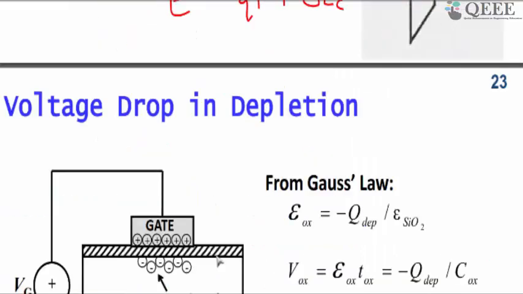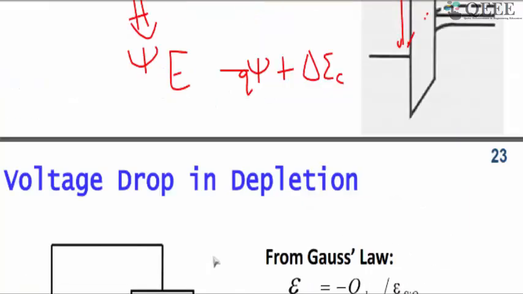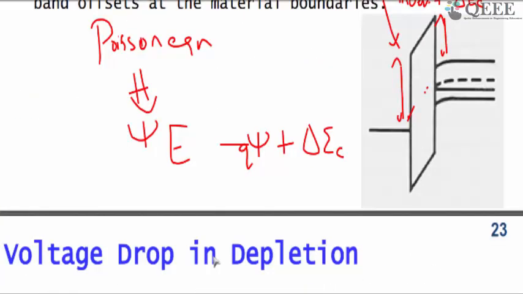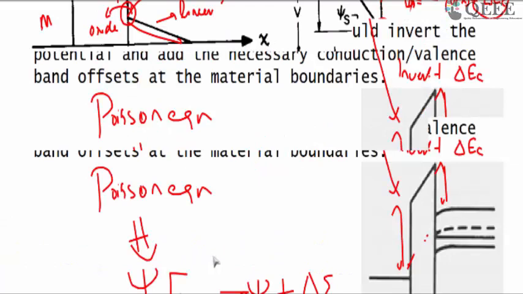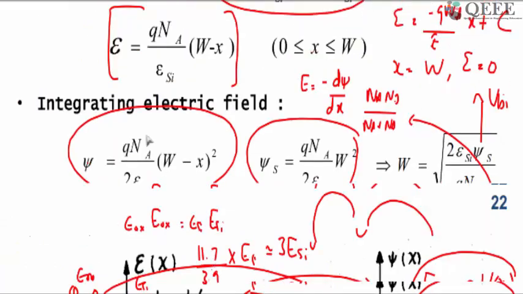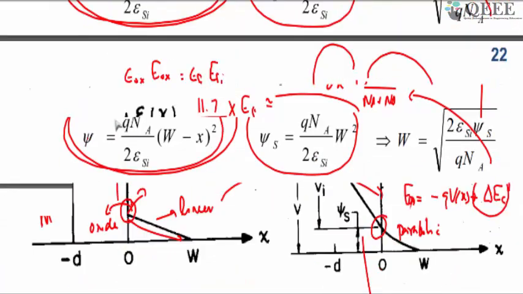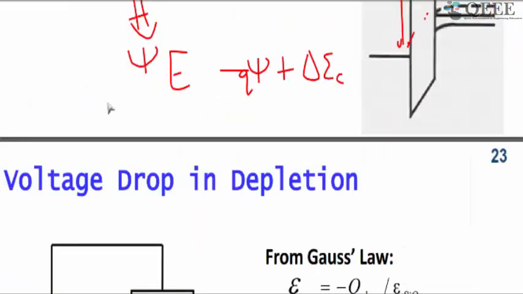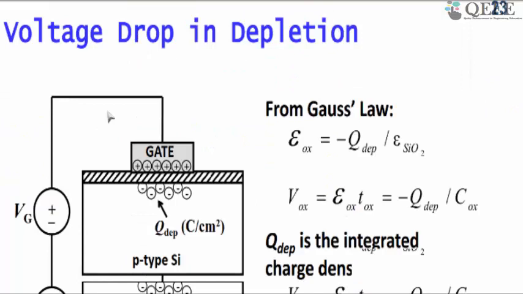Now let's try to estimate the voltage drop. So now we know qualitatively how to draw the energy band diagram, and we saw how much is the band bending inside the semiconductor. Now the question is, how do you calculate the voltage drop?